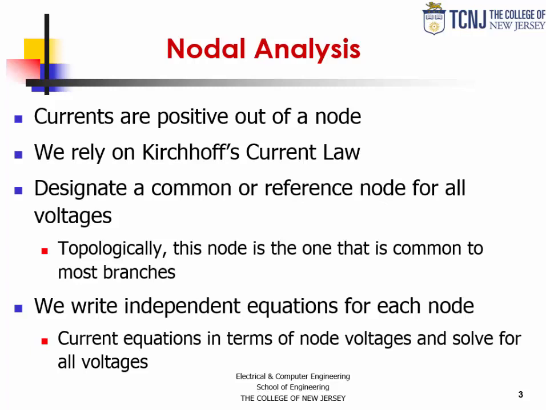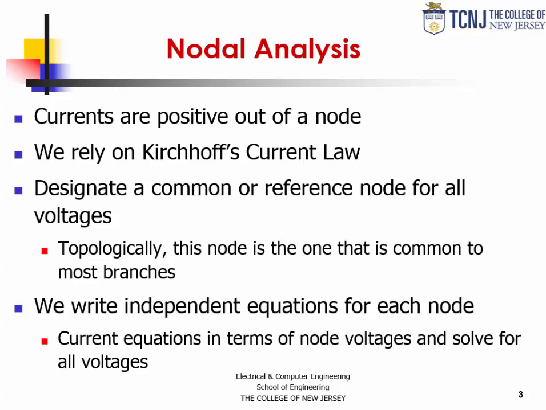Since we're going to be having voltages as the variables in the equation, it is important that we designate a common or reference node for all those voltages, because voltages are taken with reference to another node. This is a potential differential. What works best most of the time is to designate the node that is the most common to most branches as the reference node. Usually, when people draw schematics, kind of by a natural progression of the way that schematics are drawn, it usually happens that the bottom node is the most common, and usually we see that the ground, the reference node, is the bottom of the circuit.